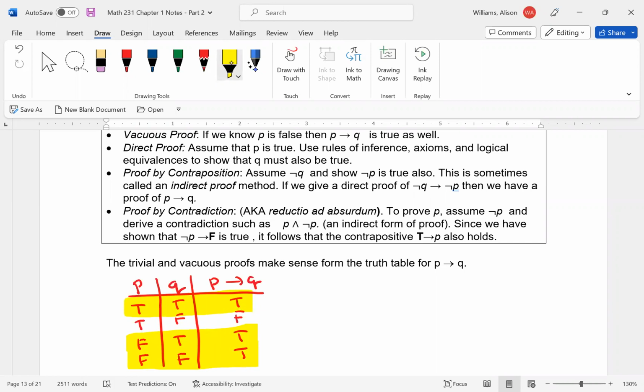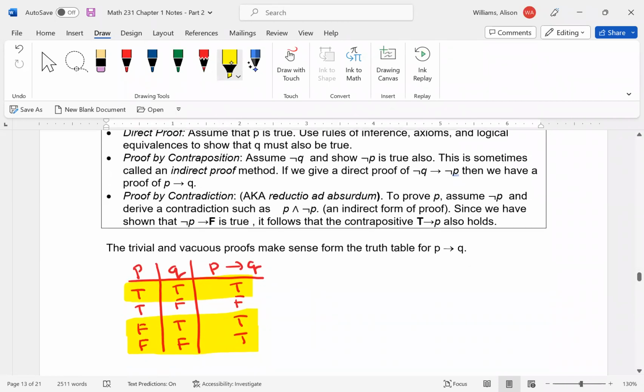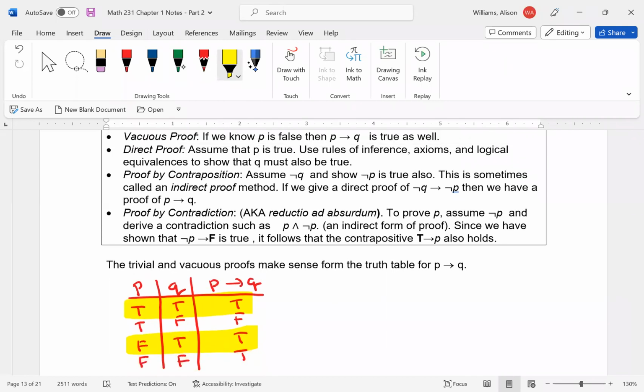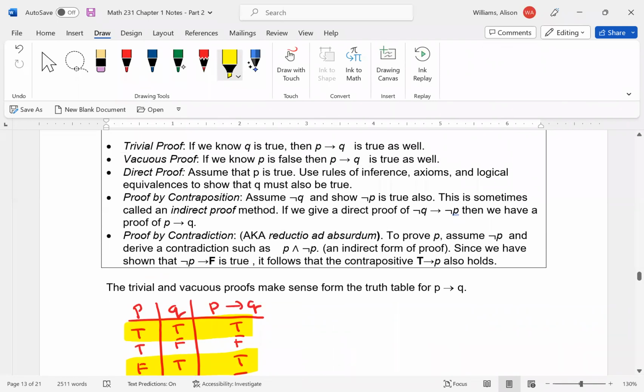That means that these arguments are all going to provide for us validity. If we happen to know that Q is true, like it is in those two cases right there, in both of those cases, Q is true, we automatically get a true argument. And that's what trivial proof is. The trivial proof says, if we happen to know Q is true, then we're done. Like there's nothing else to do. If we know the conclusion is true, we're done.